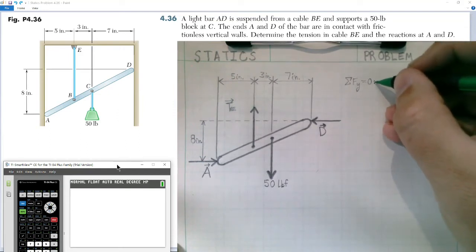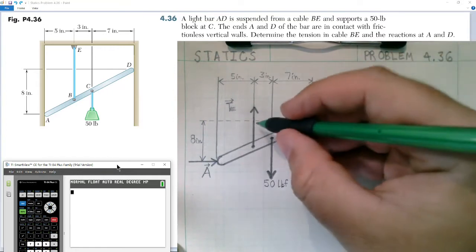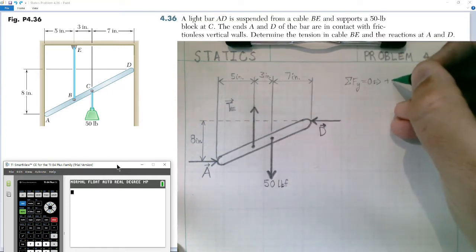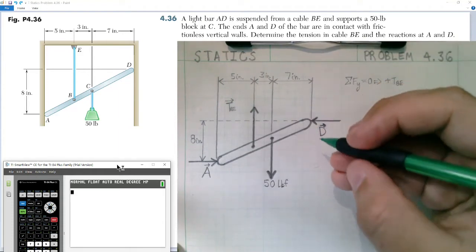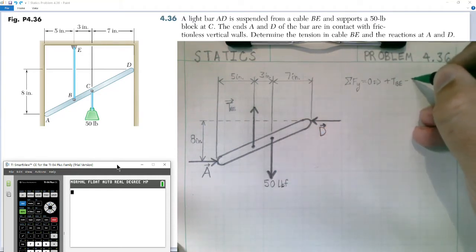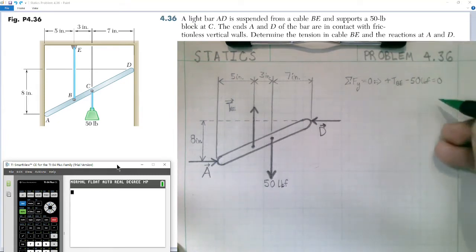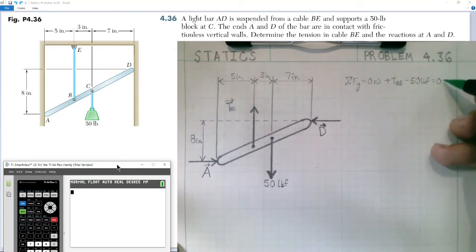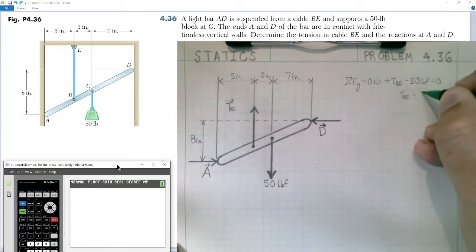If the sum of forces in the y direction is equal to 0, then we have tension BE going up, so positive scalar tension BE, and only one other force acting in the y direction. We have a 50-pound force acting straight down, so minus 50 pounds in the j direction, and that is equal to 0. Adding 50 pounds to the other side, the tension in cable BE is equal to 50 pounds of force.